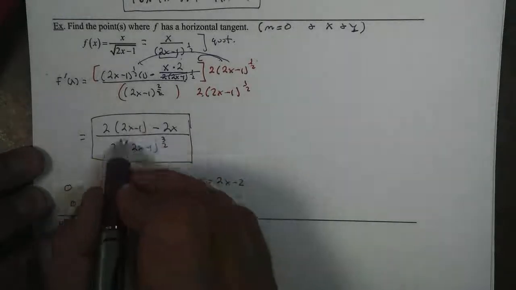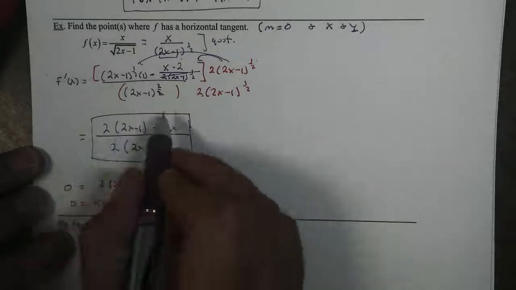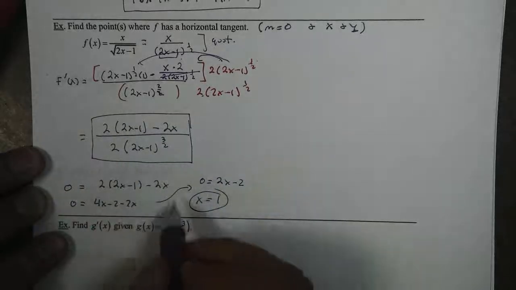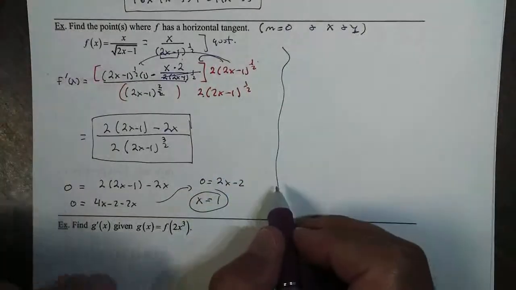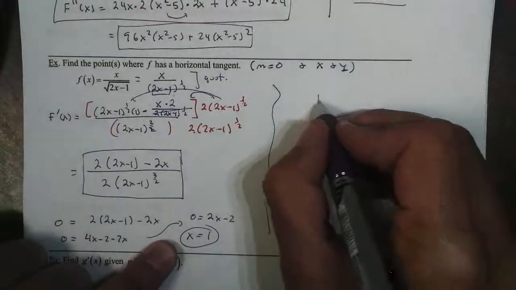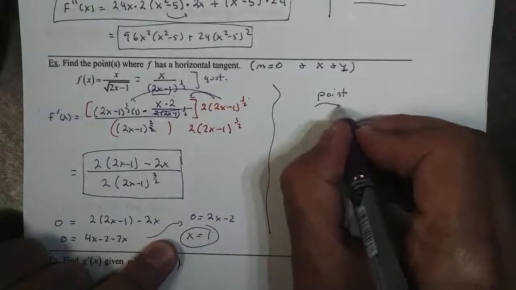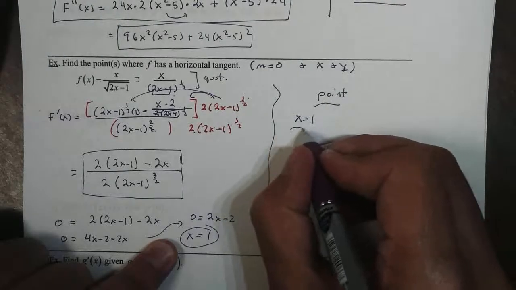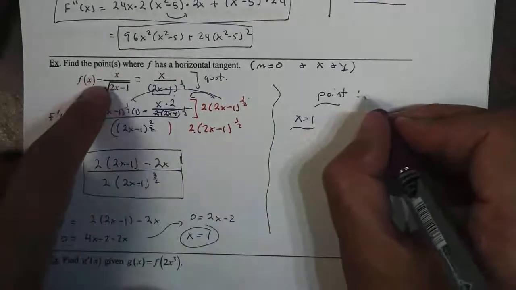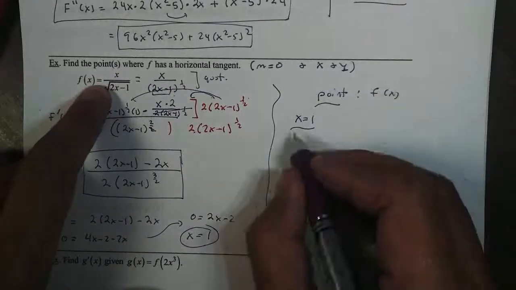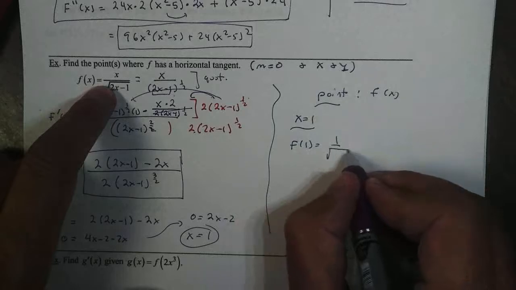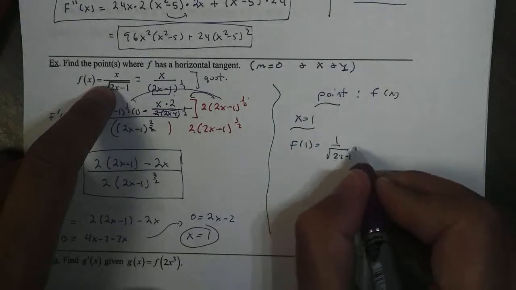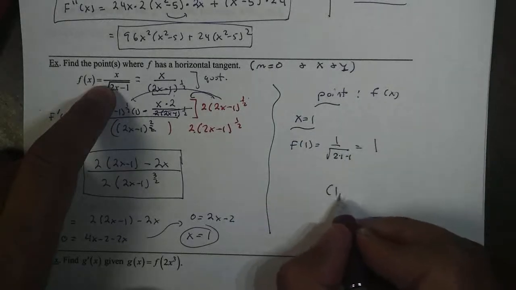You might recall yesterday I said because I have to apply this, I simplified it. Now you know why I simplified it. It makes this a lot easier step to do that if I would have done that. So we got x equals 1, and now we have to find the point. If x equals 1, we have to find y. Don't forget, we're going to use the original function itself. So f of 1, 1 over the square root of 2 times 1 minus 1, which is just 1. So the point is 1, 1.